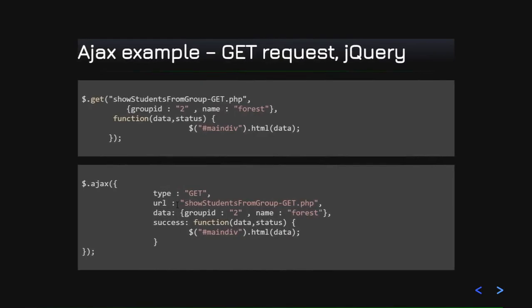Okay, let me show you examples in jQuery. So this one sends a GET Ajax request. The HTTP method is GET to this script, show_students_from_group-get.php. The parameters, or the query string, the fields sent in the query string, are groupID equal to 2 and name equal to Forest. And this function gets executed when a response is received.